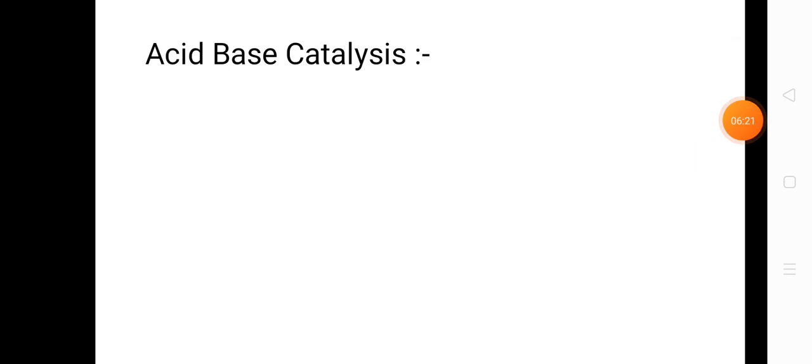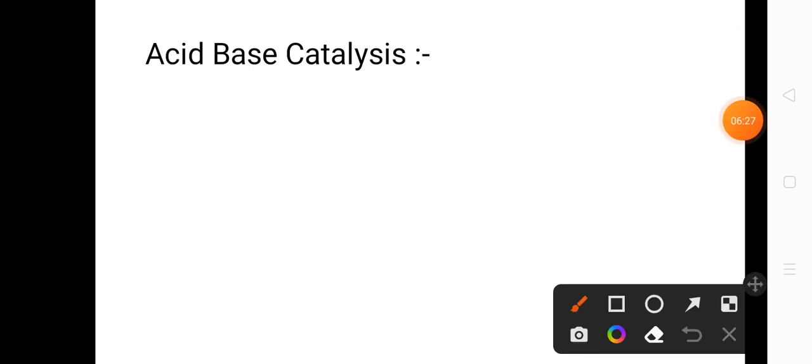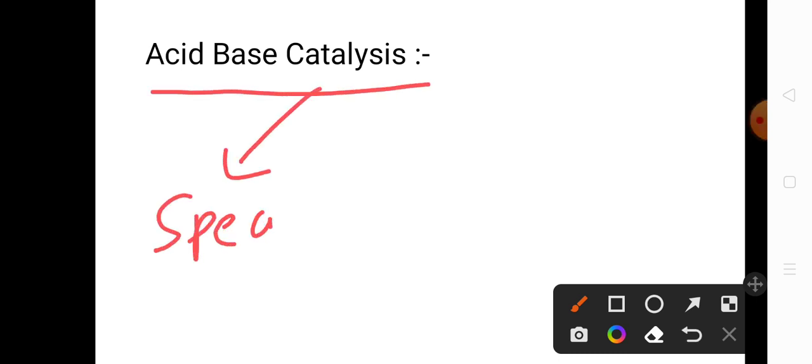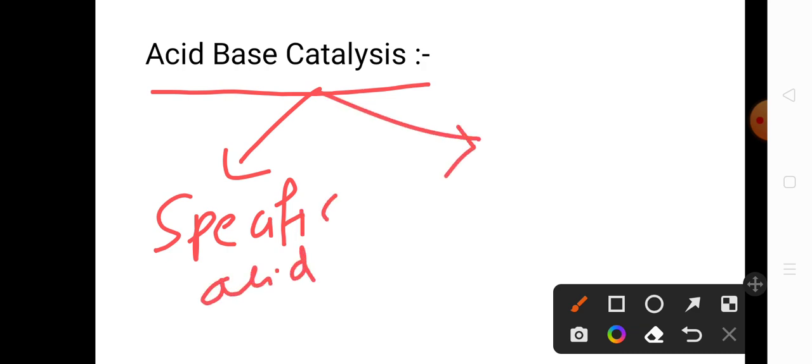Now let's move on to acid base catalysis. So first thing in acid base catalysis, remember, transfer of proton is involved. Okay, and here acid base catalysis is of two types. One is specific acid base catalysis, another one is general acid base catalysis.